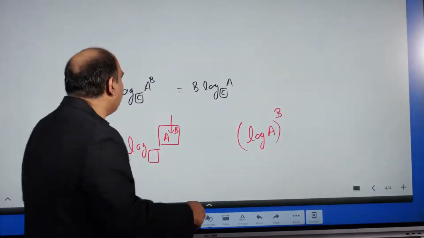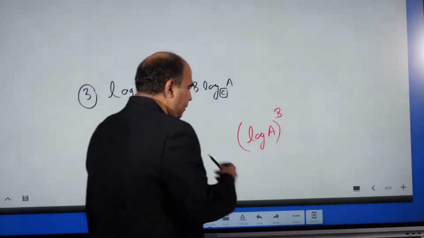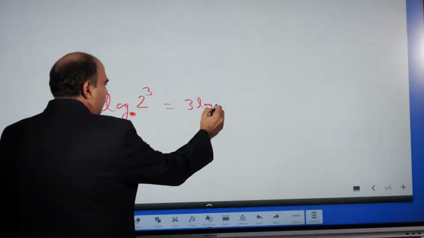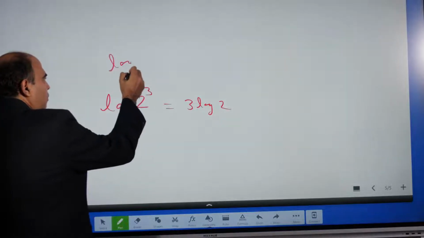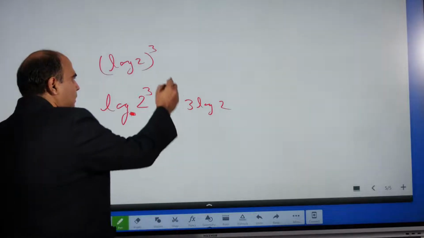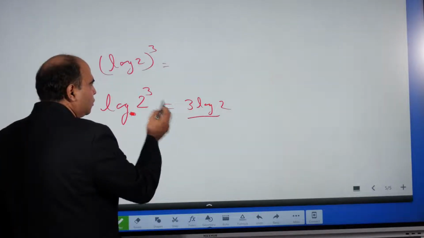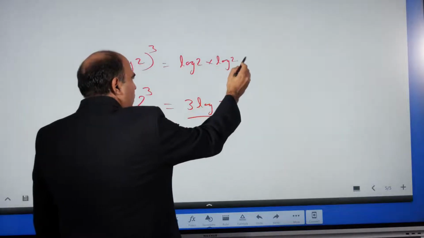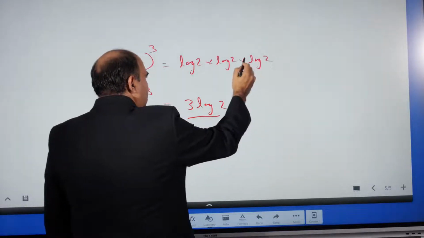So you cannot write this. If you have a trigger like this, be a little bit careful. This is a mistake starters make. If you have log 2 cube to the base 10, or I'm not writing a base, it means base 10, I can write this as 3 log 2. But if it is log 2 whole cube, then no matter how much you want to write it as this, you can't, because it means log 2 into log 2 into log 2. This is what this means.